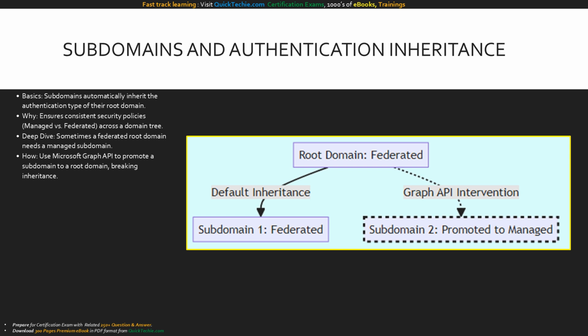Now look at the right side of the diagram. We introduce subdomain 2, but this time, the administrator intervenes using the Microsoft Graph API. The dashed line symbol represents the API executing an update command. This action breaks the inheritance link, visually severing the connection to the root domain's policies. As a result, subdomain 2 is elevated to its own root status and successfully configured as managed for cloud-native authentication. This graphic is a powerful tool to understand how to bypass default inheritance limitations using programmatic administrative tools.